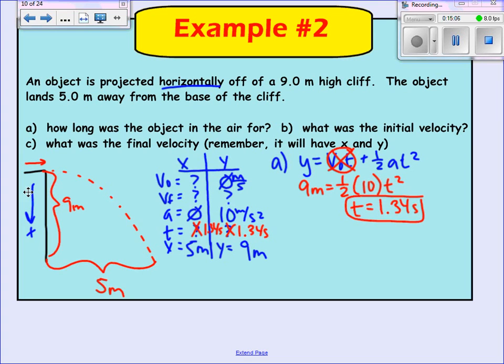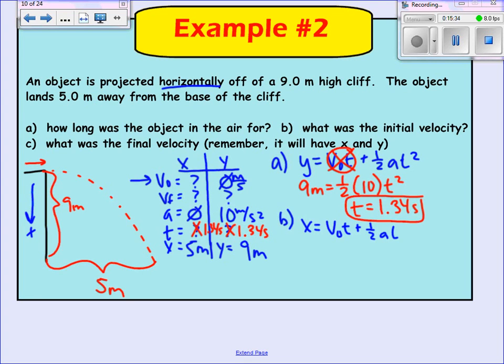Now the second question is asking me what was the initial velocity? So it's asking me to solve for v initial in the x direction. The reason I know it's in the x direction is because it's fired off horizontally. So the horizontal or x component of velocity is the initial velocity. There is no y component. So since I'm asked to solve for an x velocity, I need to use x values. I'm going to use this equation.